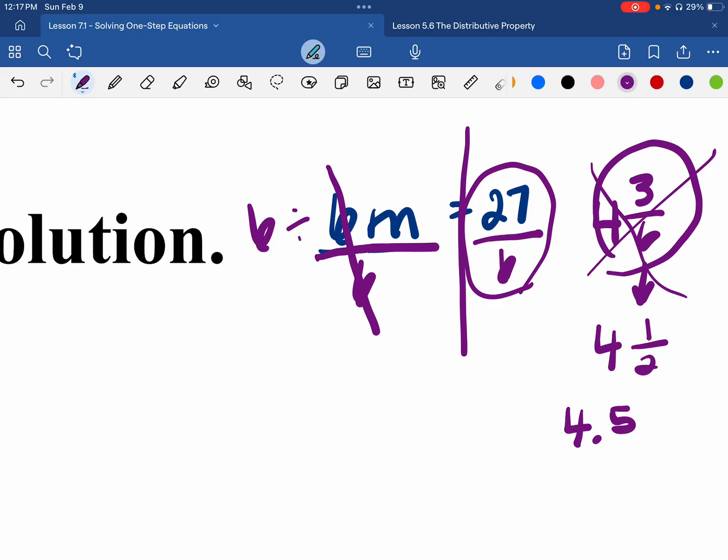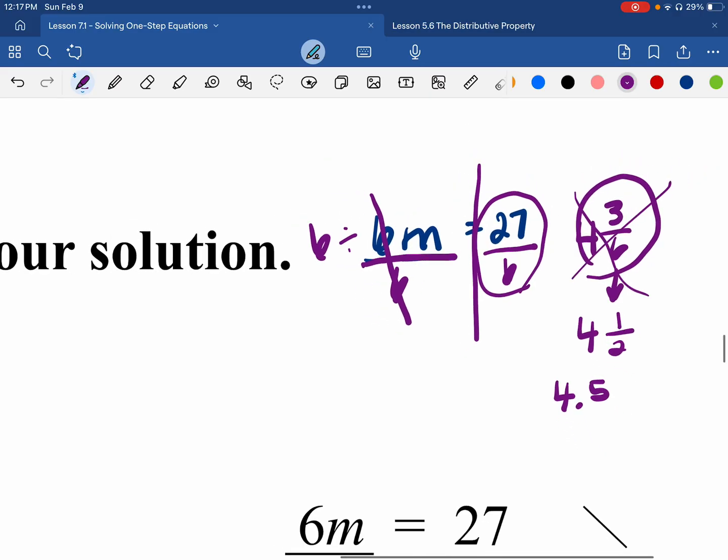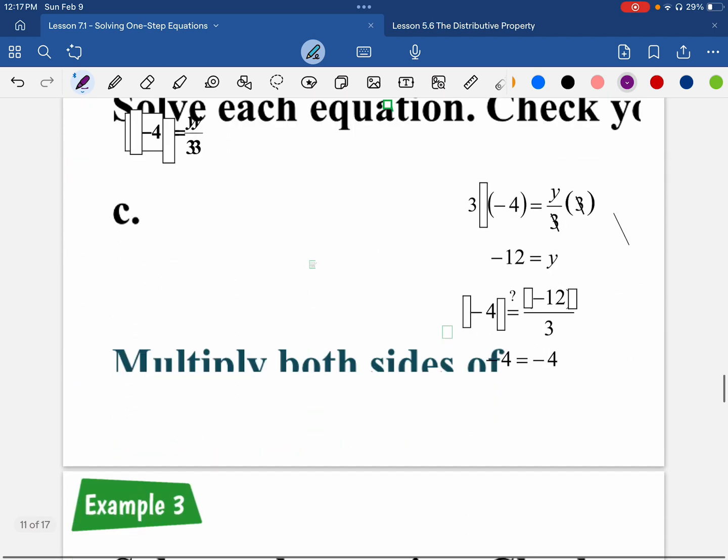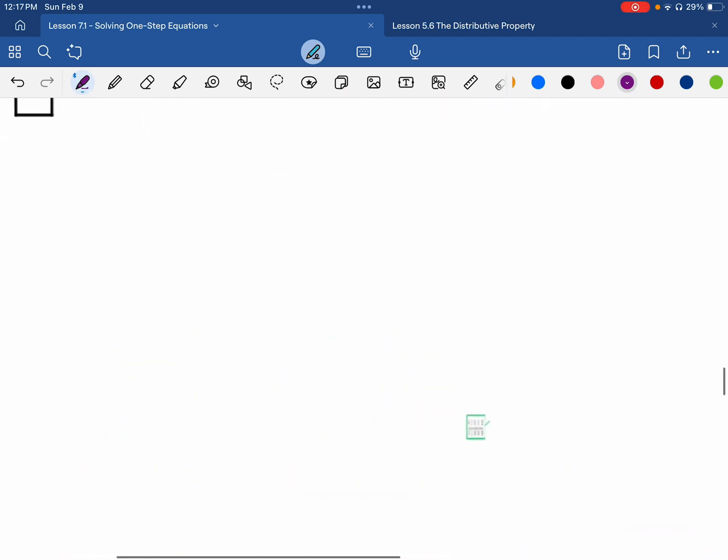Let's take a look at one more example before I allow you guys to get going on your homework here. In this one, we're going to take a look at what it looks like to have division. Okay, so our original equation is -4 is equal to y divided by 3, okay? So some number divided by 3 gives us the answer of -4. We need to figure out what that mystery number is.